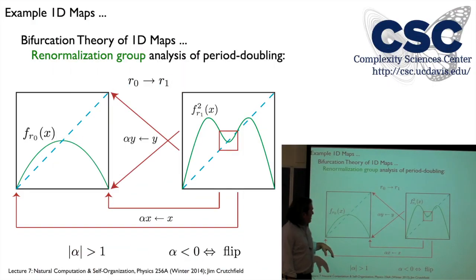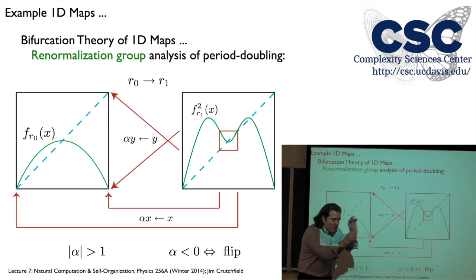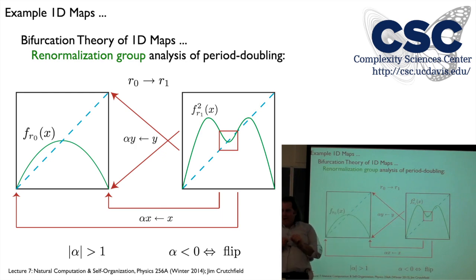So this is this notion of renormalization group. The idea is that in the limit, as you go towards the onset of chaos, there's some regular thing happening. So how are we going to describe this? The two things that are going on: I'm changing the parameter value, and then I look at a smaller region of state space.